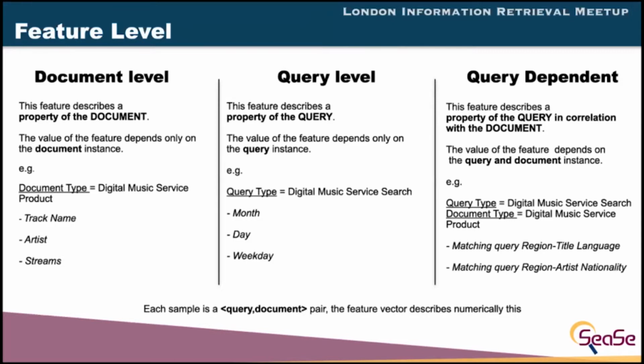One could be the matching query region title language. So we can check the correlation between the country and the language of the title, estimated from the title of the song. And the other, matching query region artist nationality. So to check the correlation between the country and the nationality of the artist, estimated from the artist name.